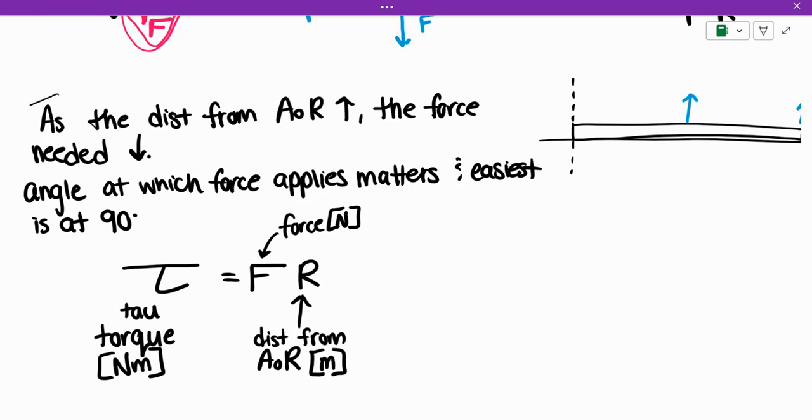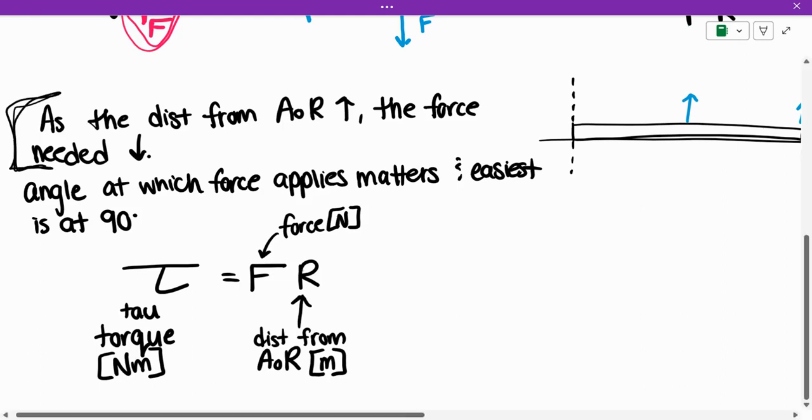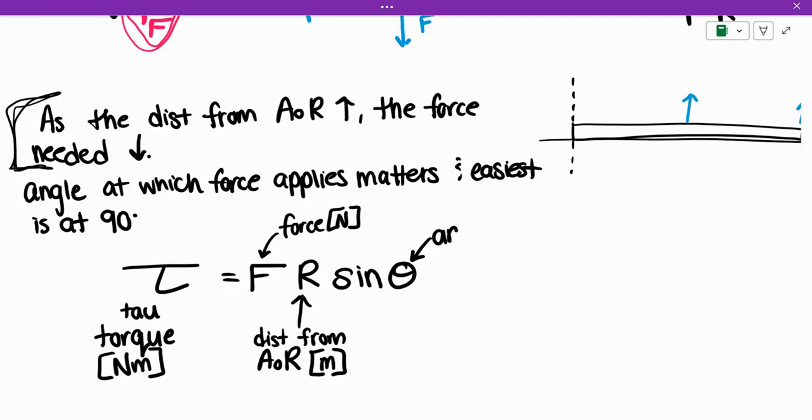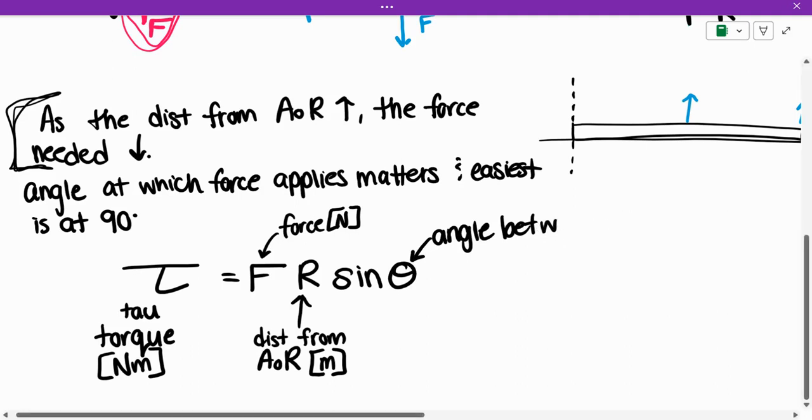So that takes into account this part because that gives us that inverse relationship. And then to take into account the part with the angle, since we know we need a maximum, or a best, at 90, I need to pick the trig function that allows for a maximum at 90. And that's going to be the sine of theta. So that's why we stick on a sine of theta. And this is the angle between F and R.